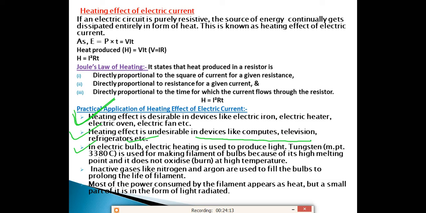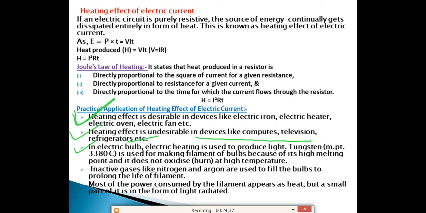And the tungsten, which is used for making the filament of the bulb, the melting point of tungsten is 3380 degree Celsius. It is used for making filament of bulb because of its high melting point and it does not oxidize at high temperature. So why is tungsten used for making the filament of the bulb? Because it has a very high melting point and it will not burn at high temperature.